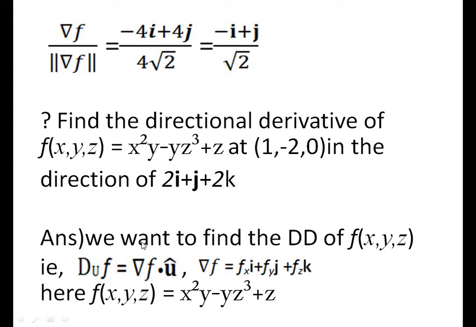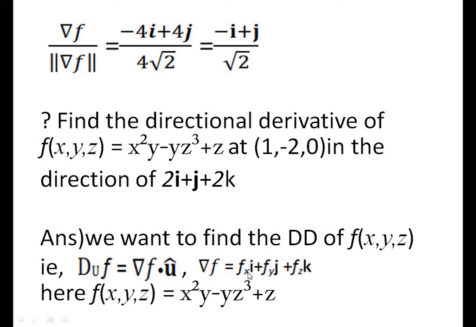Okay, start. We want to find the directional derivative of f of x, y, z, that's equal to D_u of f equal to del f dot u cap, where del f is the gradient of the function, that is del f equal to f_x i cap plus f_y j cap plus f_z k cap, dotted with a unit vector u cap. But here the given vector is not a unit vector, so we convert this vector into a unit vector by dividing the vector by its magnitude. Okay, here f of x, y, z equal to x squared y minus y z cubed plus z.